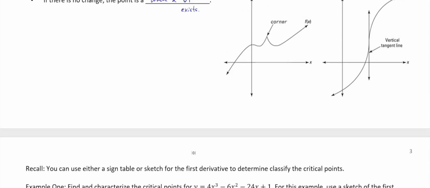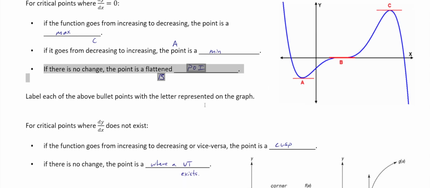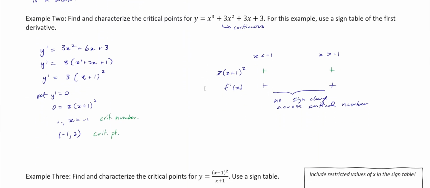So a critical number where the first derivative is equal to 0 and there's no change in sign, then we have a flattened POI. Okay, so therefore, (-1, 2) is a flattened point of inflection. And what we mean by a point of inflection is basically where it's going concave down, flattens, and then goes concave up.